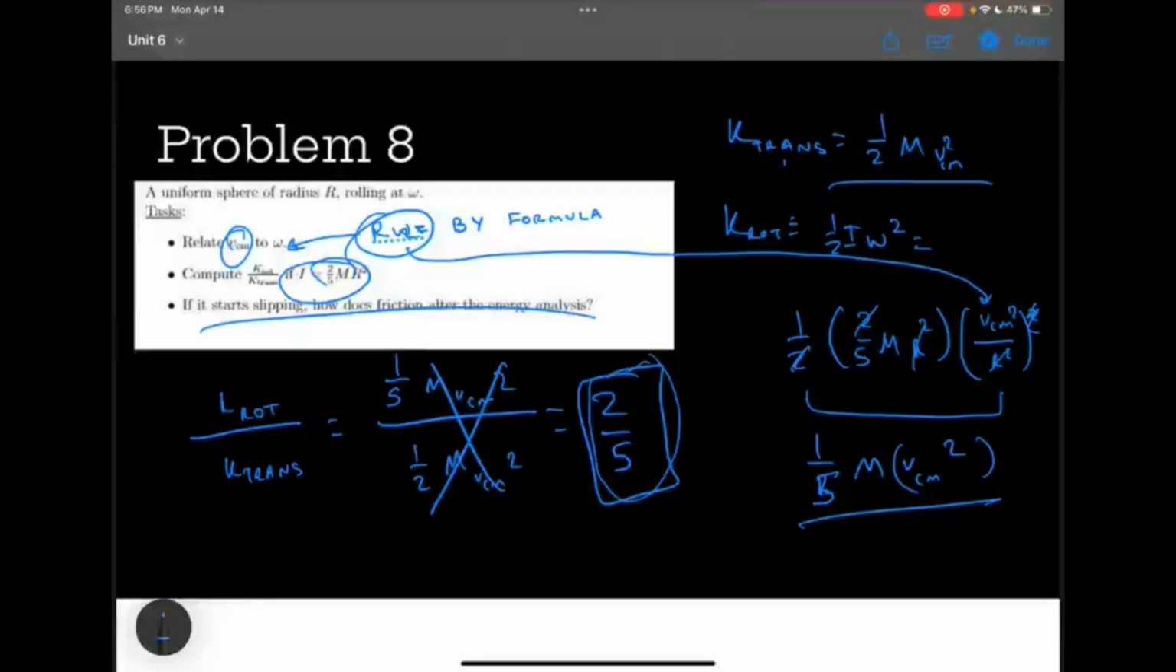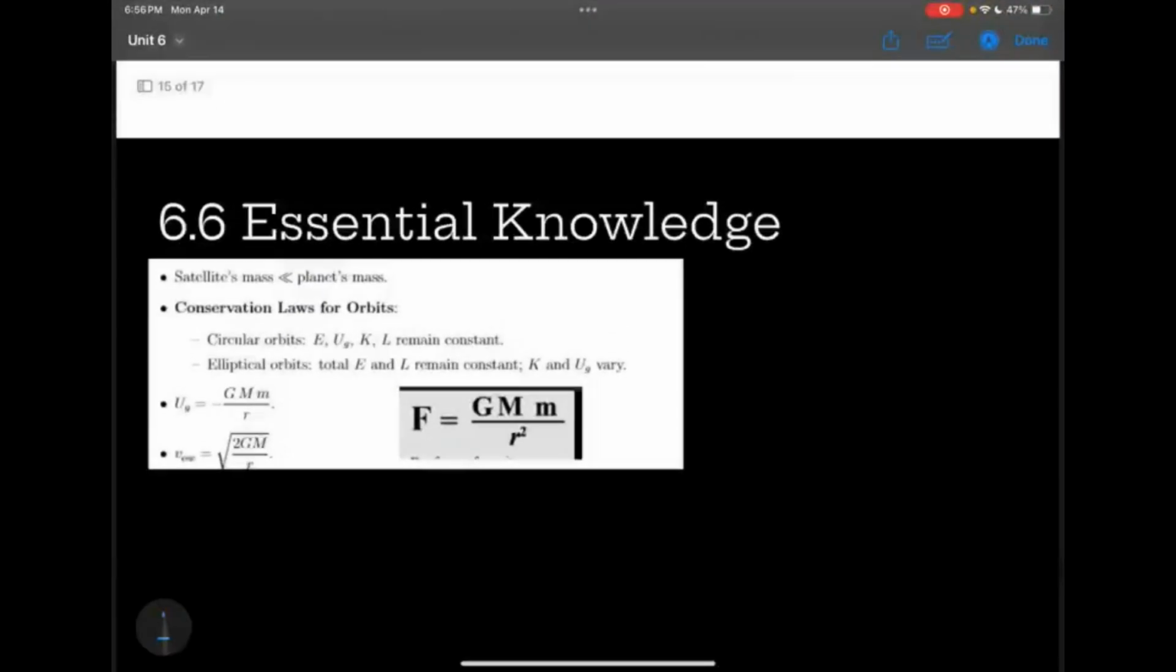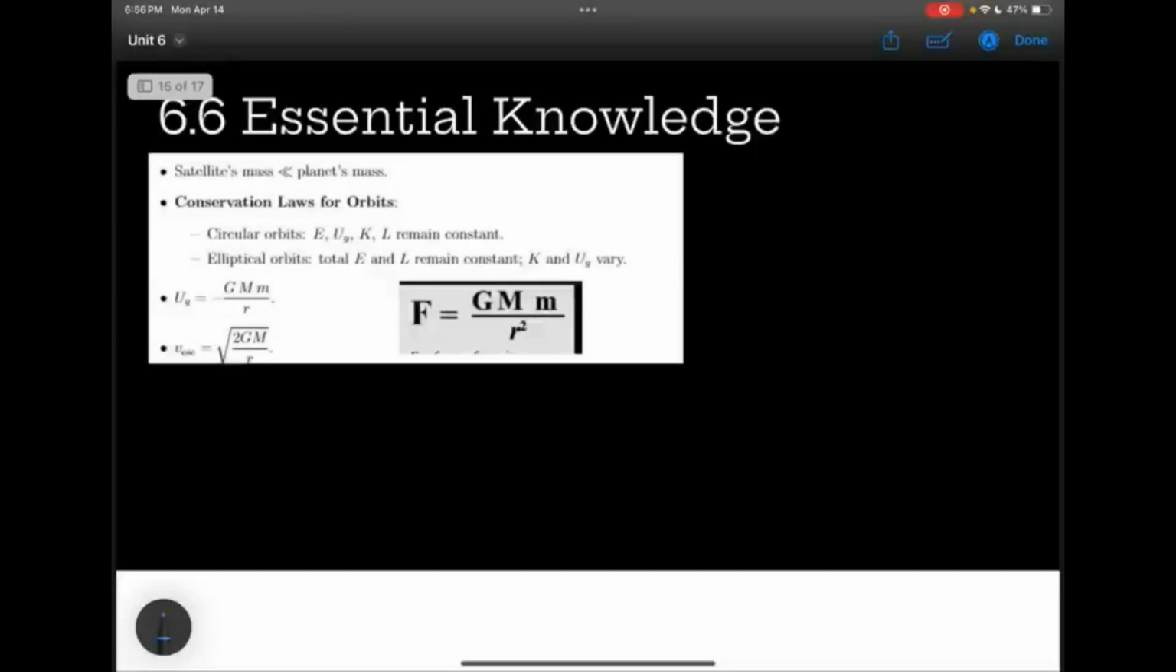That just means that friction will be doing some work, which would alter the mechanical energy, taking away some energy because it's opposing motion. And then now, this last part of Unit 6.